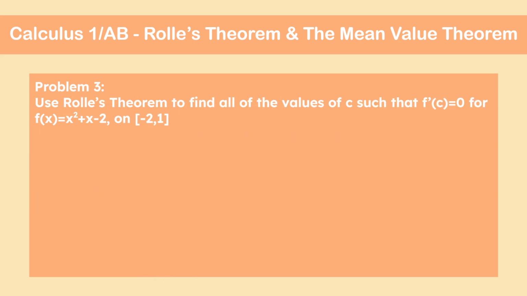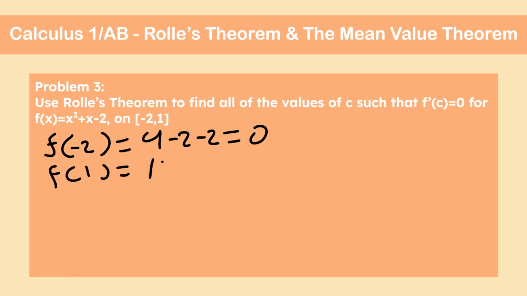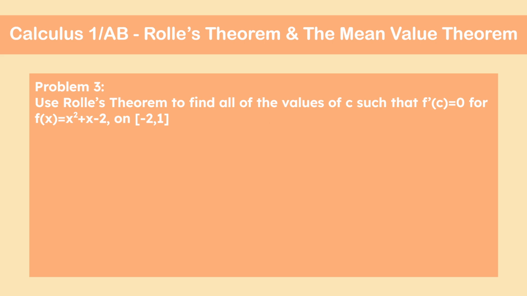Okay, so now we're going to do the same thing, but for x squared plus x minus 2 from -2 to 1. So this function is continuous on the interval, and it's differentiable on that interval. So now we're going to find f of a, so f of -2, that's 4 minus 2 minus 2, and that's equal to 0. F of 1 is equal to 1 plus 1 minus 2, which is also equal to 0, so all three conditions are met.